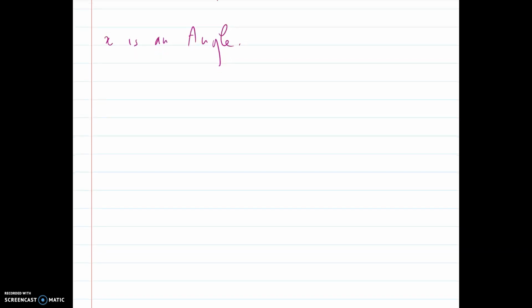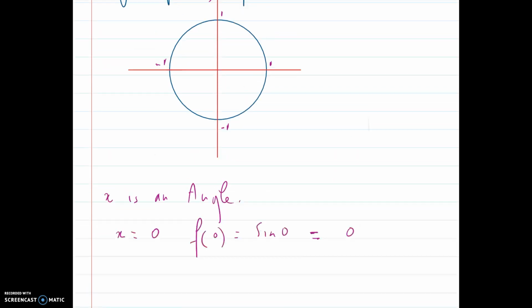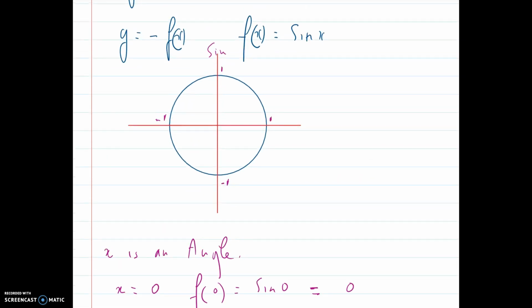So what you are going to do is pretty simple. When the angle equals 0, f of x equals sine 0. Let's write f of 0 equals sine 0, and sine 0 equals 0. Because when x equals 0, when the angle equals 0, you are right here, and the sine is 0.